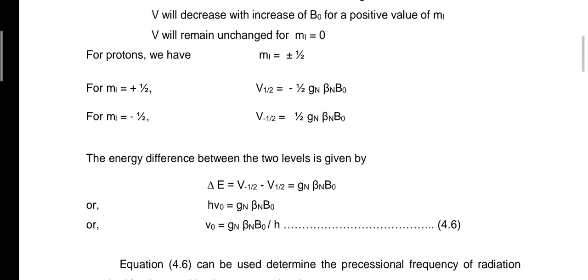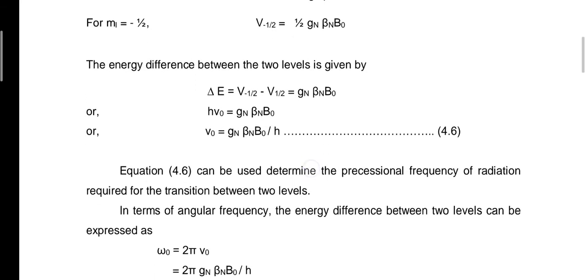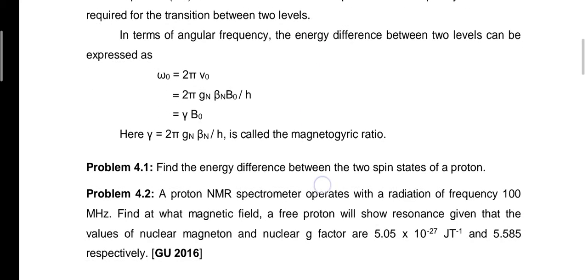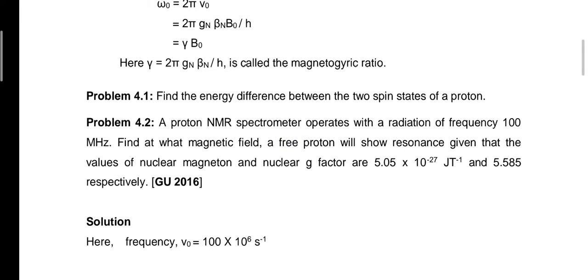The energy difference between two levels is given by ΔE = (ν½ − ν−½), which becomes gN βN B0. Okay, it will find the energy difference between the two spin states of a proton. It was given in the last year 2016 question of Guwahati University.